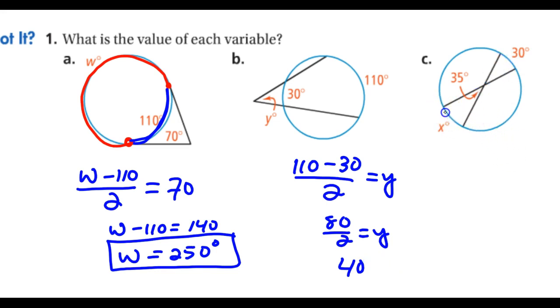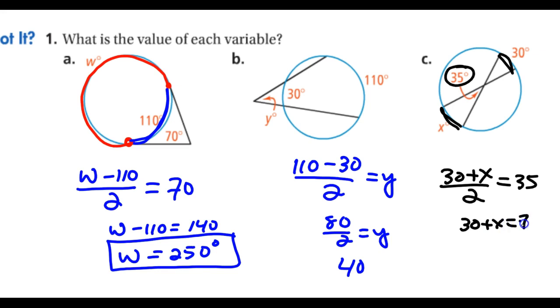So I'm going to say I know that if I take and average up those two arcs, the x and the 30 here, it means add 30 plus x and divide by 2, I get this angle in the middle, 35. And now solve for x. So 30 plus x equals 70. Subtract 30, and x is equal to 40.